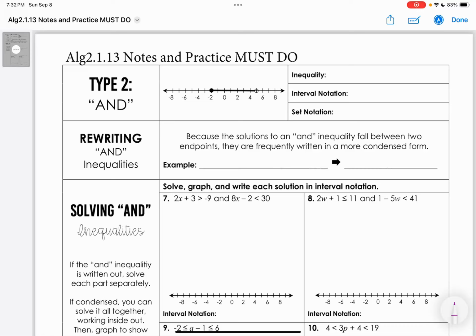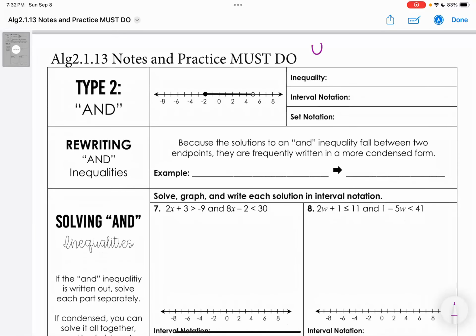In the previous lesson, we talked about compound inequalities that involved or. So it was one or the other. And then we used the little union symbol to say that the two were graphed on the same number line. In this lesson, we're going to talk about the and version of compound inequalities. Compound just because there's two.